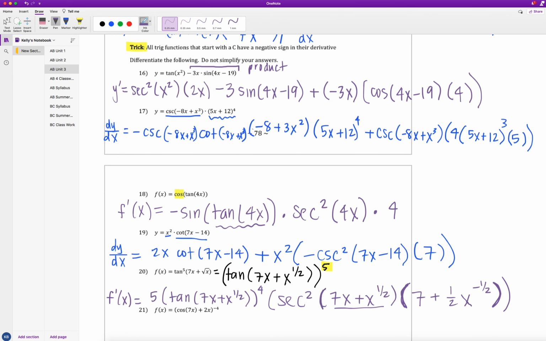I also want to make sure that when I have trig functions, I should be putting their inputs in parentheses so it's very clear what is the input there. If I didn't have parentheses around it, especially in this case where I have a sum of two things, I would not have that entire input as the input to secant squared.